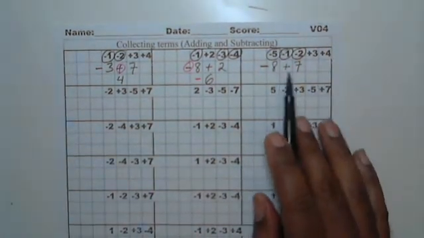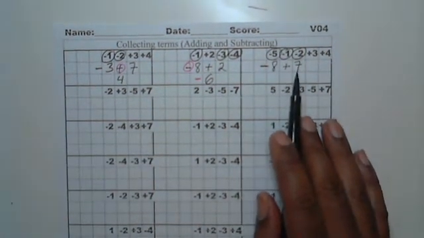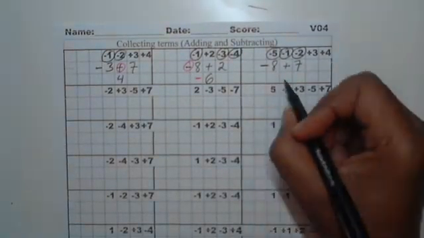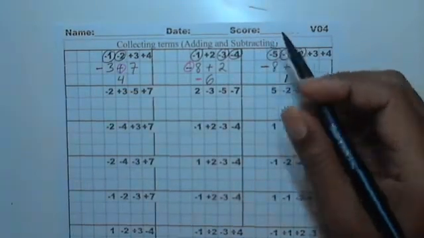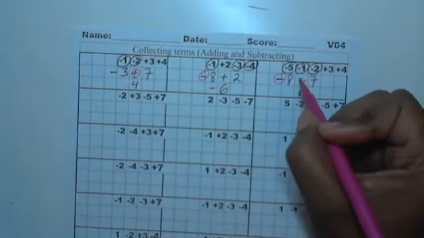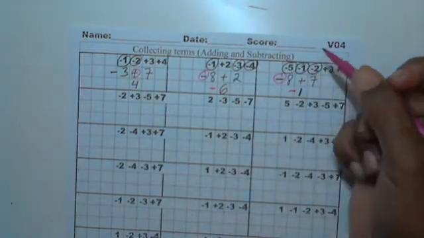Now these two are different signs. -8 and +7 are different. So they're going to subtract. So 7 from 8 leaves 1. And the bigger sign always wins. Therefore, the negative from the 8 will win, and we'll get a -1.